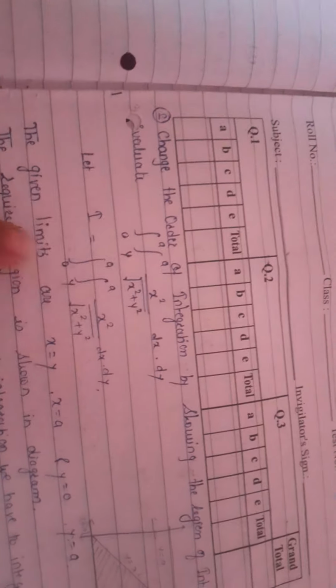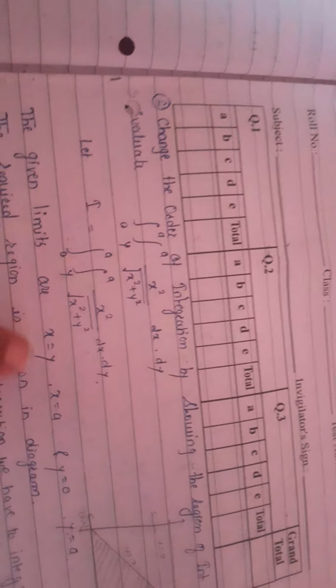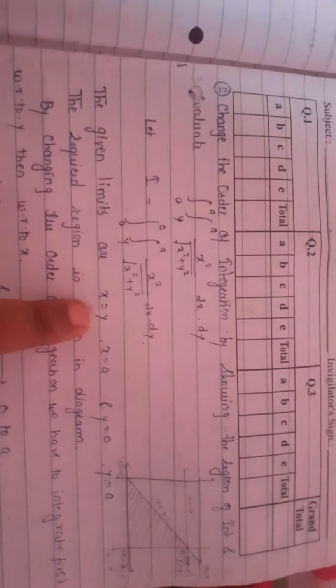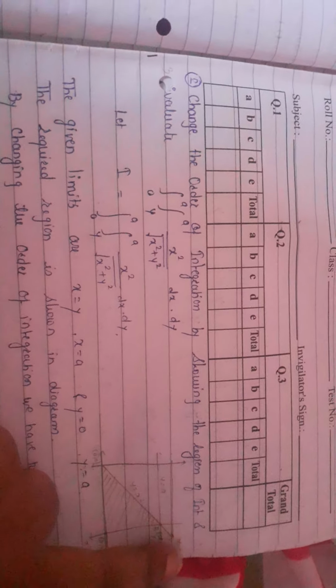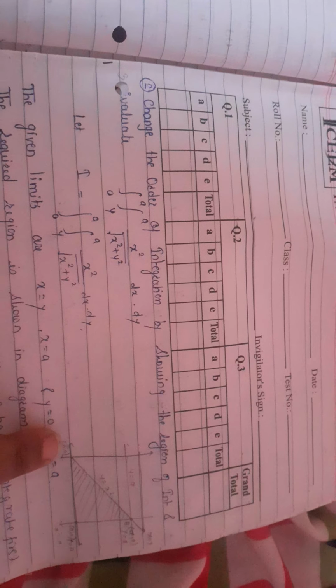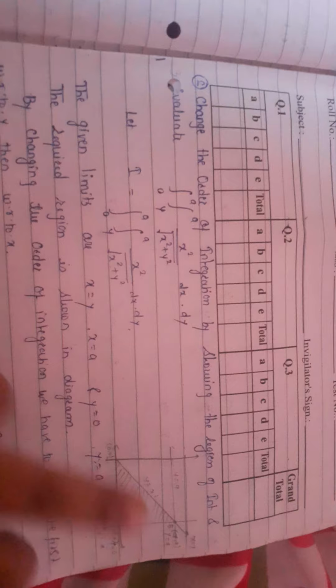As the integration is considered, the limits give the lines x equals y, x equals a, y equals 0, and y equals a. If I draw the lines, first x equals a passes from here. Secondly, y equals a, so their point of intersection is a comma a, and here the point of intersection is 0 comma 0. The required region is shown in the diagram, that is the shaded portion.